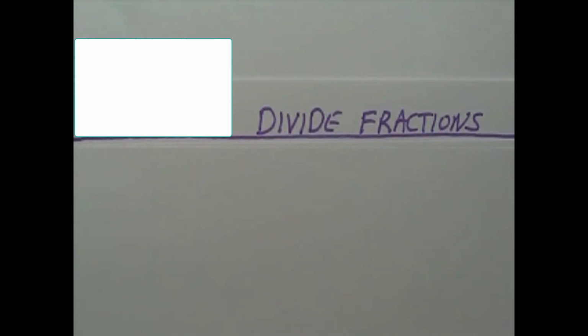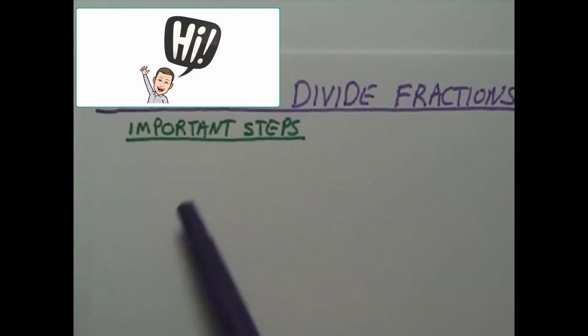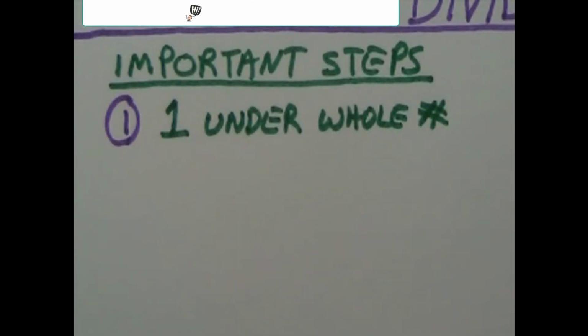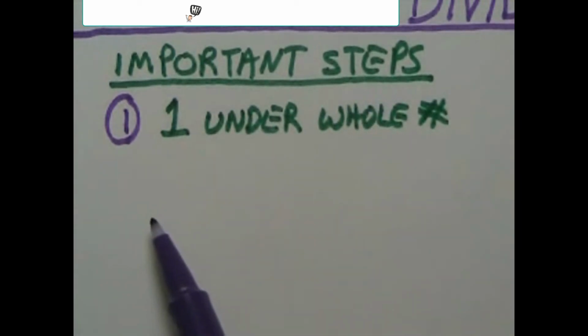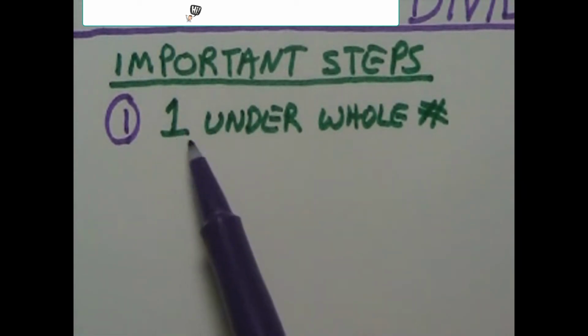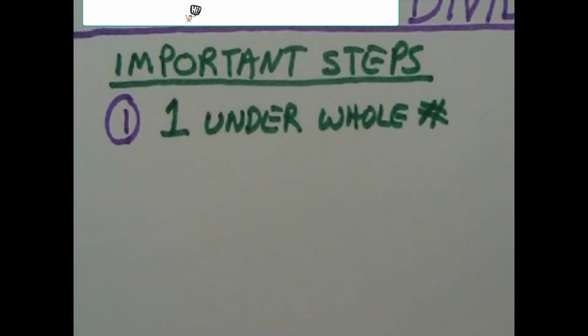Okay, so we're going to be dividing fractions. Here are some important steps. The first step is whenever you have a whole number, put a 1 under it. So put a 1 under a whole number.